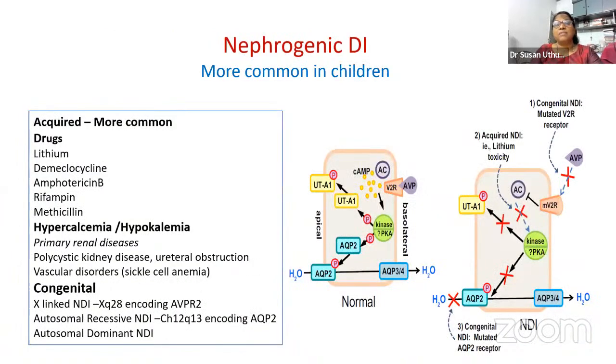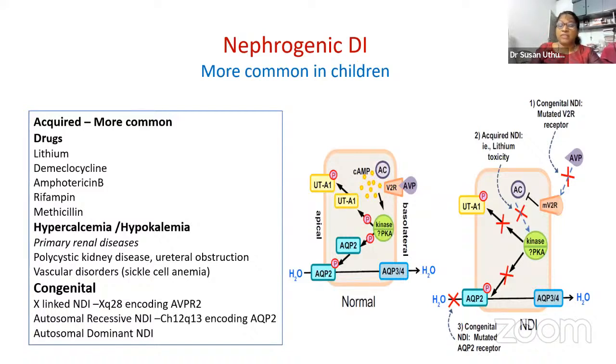And so that baby was having a nephrogenic DI, and nephrogenic DI can be congenital or acquired. In the pediatric age group, we will be seeing more of congenital problems, and it can be due to a mutation of the AVP receptors. The X-linked variety is the Xq28 gene mutation, which is the gene encoding the AVP2 receptor.